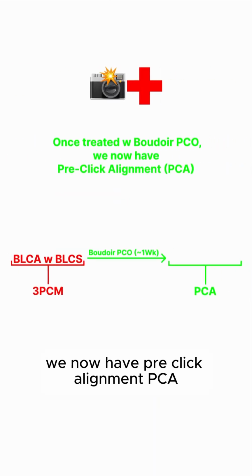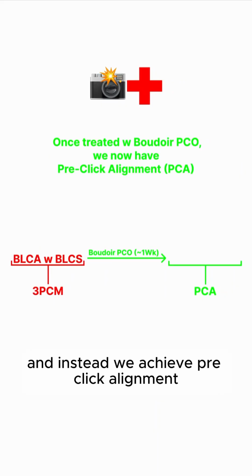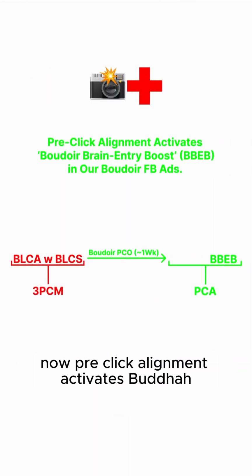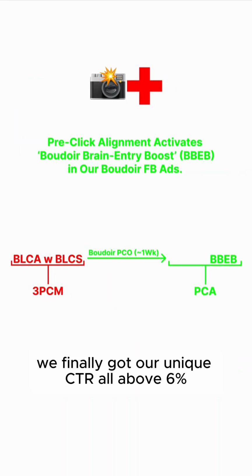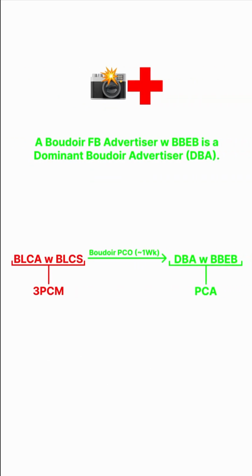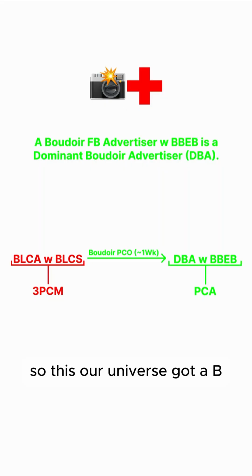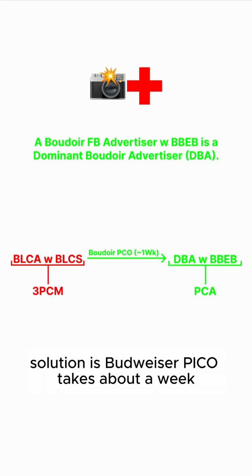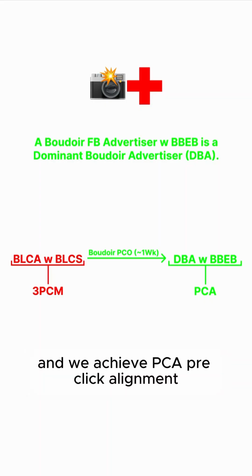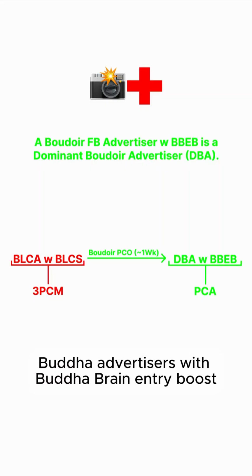And once treated with Boudoir Pico, we now have pre-click alignment, PCA. So we get rid of the 3 pre-click mistakes, and instead we achieve pre-click alignment. Now, pre-click alignment activates Boudoir Brain Entry Boost in our Boudoir Facebook ads. It basically means we finally got our unique CTR all above 6%. And a Boudoir Facebook advertiser with Boudoir Brain Entry Boost is a dominant Boudoir advertiser, or DBA. So this is our universe. We've got a BLCA with BLCS, caused by the 3 pre-click mistakes. The solution is Boudoir Pico, which takes about a week. And we achieve PCA, pre-click alignment, and become dominant Boudoir advertisers with Boudoir Brain Entry Boost.